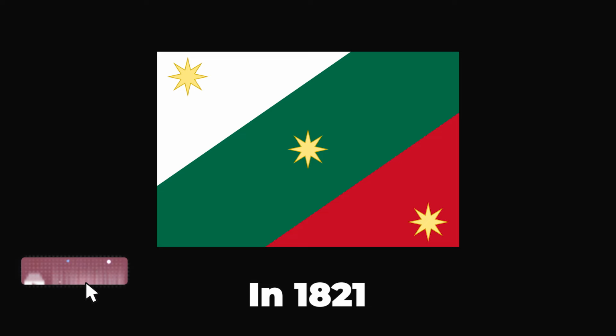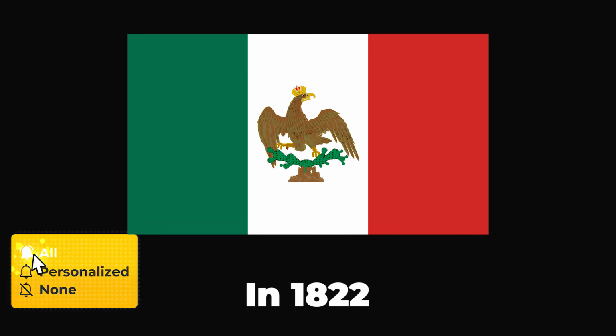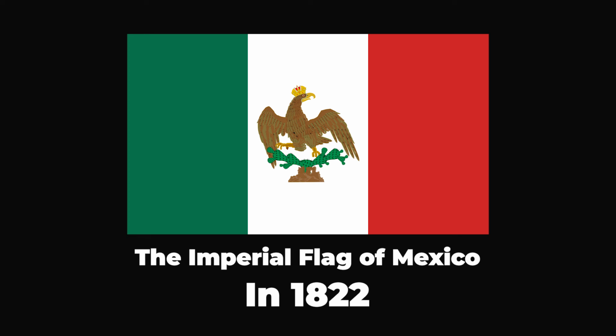In 1821, they switched to this flag, but none of the flags up to this point were recognized as national flags. In 1822, the first official national flag was finally hoisted. Known as the Imperial Flag of Mexico, it used the same color scheme as the previous flag, laying the foundations of Mexico's traditional flag structure.